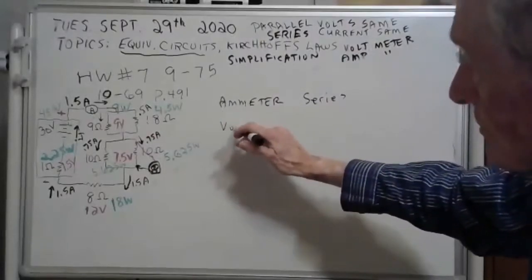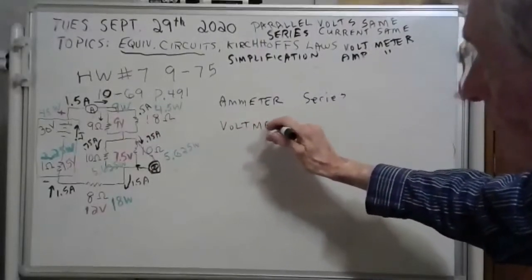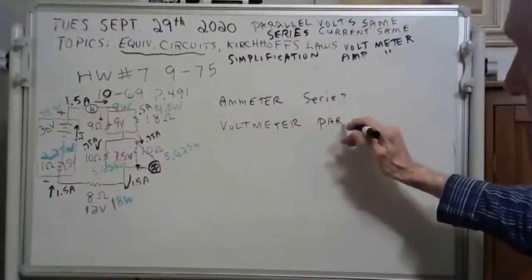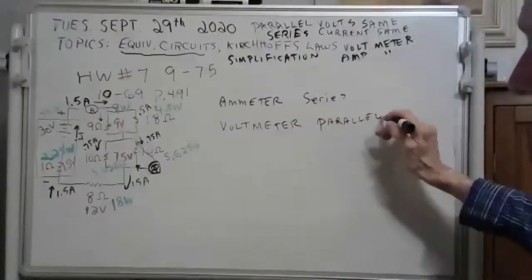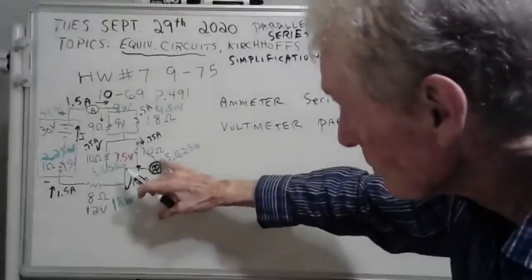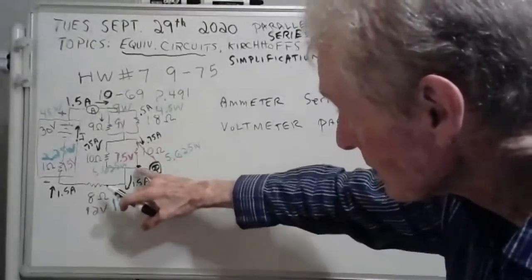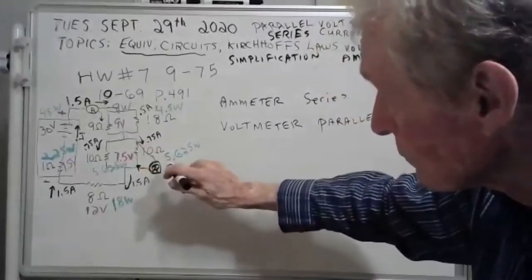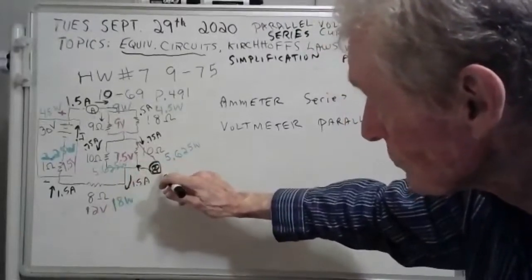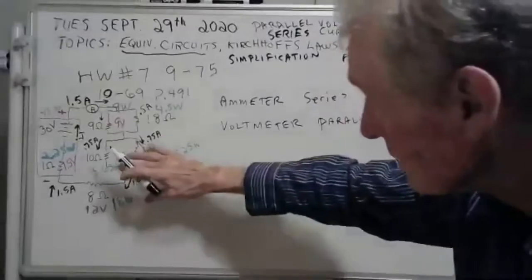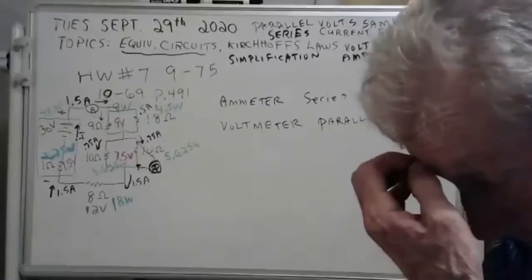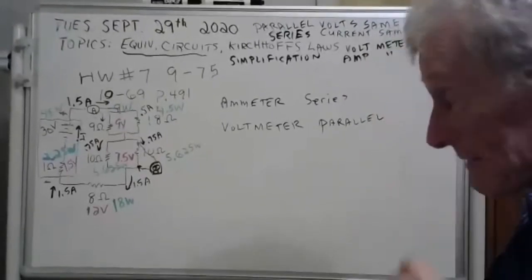Now, voltmeters, I like them better. You don't have to break the circuit. They work in parallel. And like we did, we put the red lead here and the black lead there, and it would give you 7.5 volts. That's what this voltmeter would read, 7.5 volts. They're placed in parallel. You don't have to break the circuit.